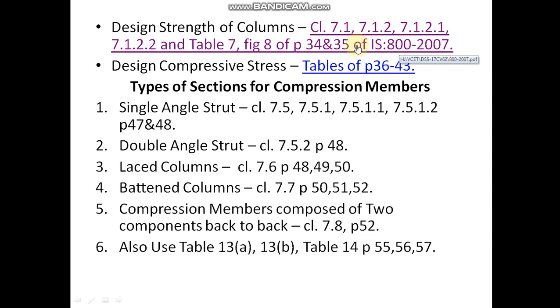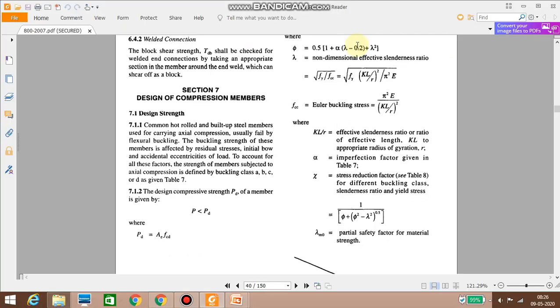So first let us look into design strength of columns according to clause 7.1, table 7 and figure 8 of page number 34 and 35 of IS 800-2007. So here the design strength 7.1 is completely dedicated for the design of compression members. So here let us see this.